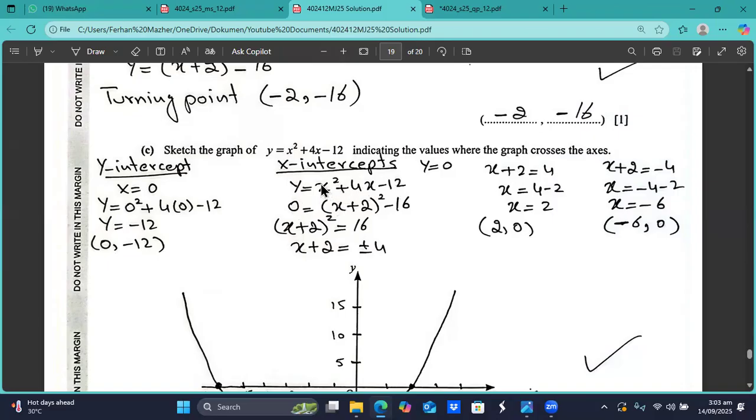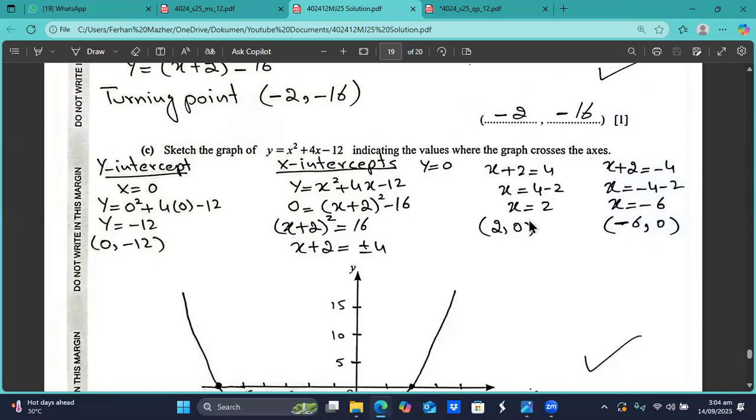And I already know I have done the completing the square, that is this shape. So take this 16 to the other side. So (x + 2)² is equal to 16. Take the square root on both the sides. You will have x + 2 equals plus or minus 4. So x + 2 is equal to positive 4, or x + 2 is equal to minus 4.